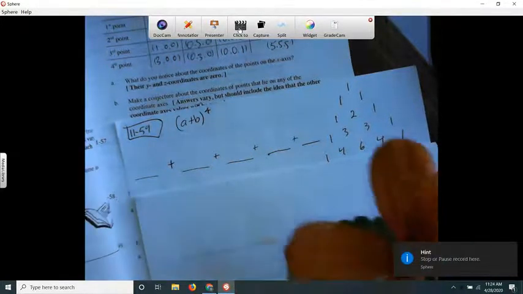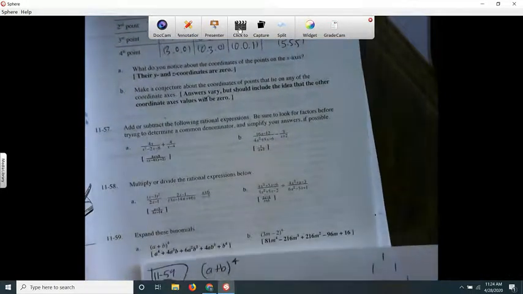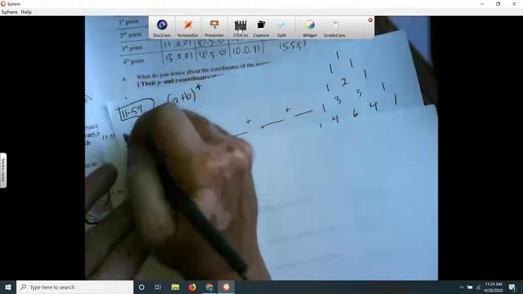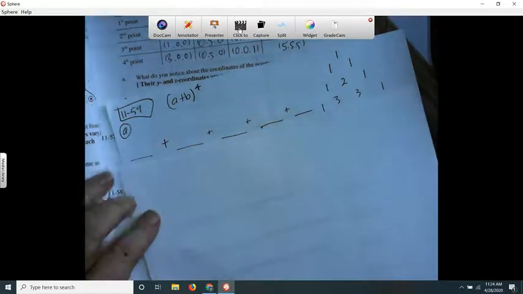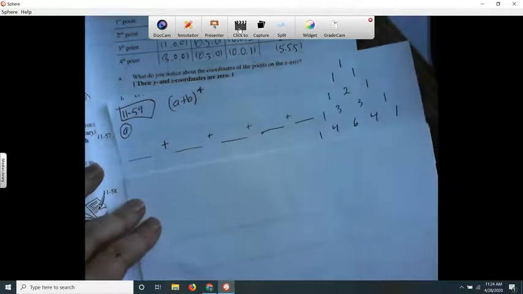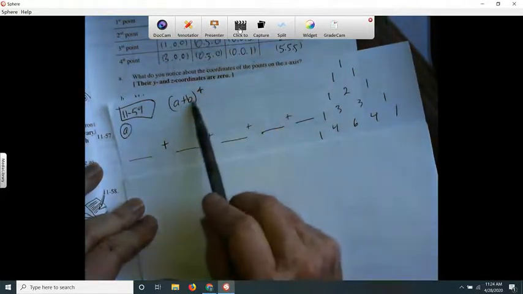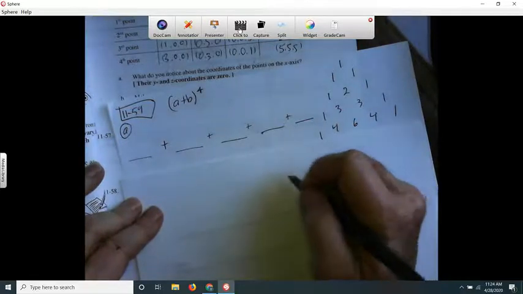Here's problem 11-59 for your Integrated 3. It says expand these binomials, (a + b) to the fourth. So this is letter A. I'm going to use my Pascal's triangle. This thing, I could multiply it out like this.